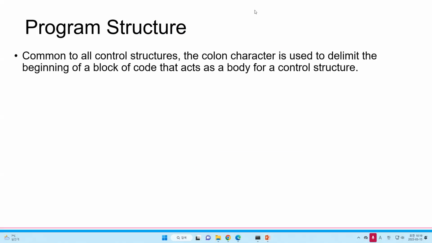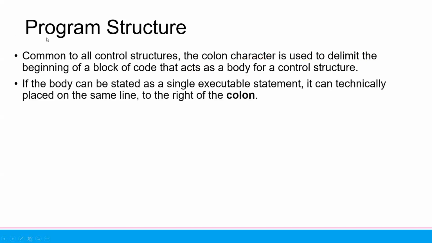The control structure means we can use some control flow, and there should be a colon character. Colon is used to delimit the beginning of a block that acts as a body for the control structure. So if the body can be stated as a single executable statement, it can technically be placed on the same line to the right of the colon. Okay, we will check this one.